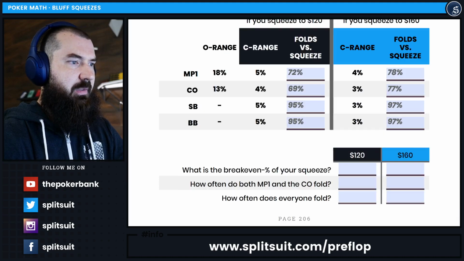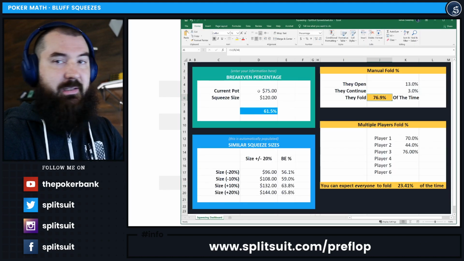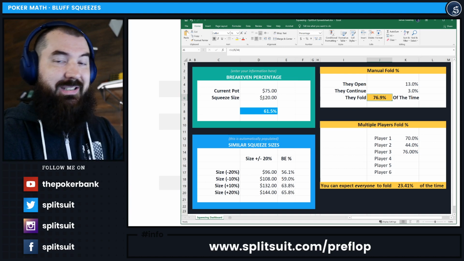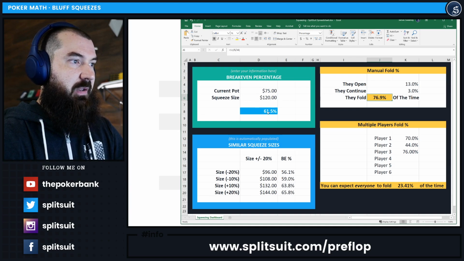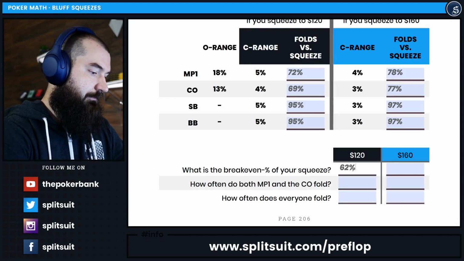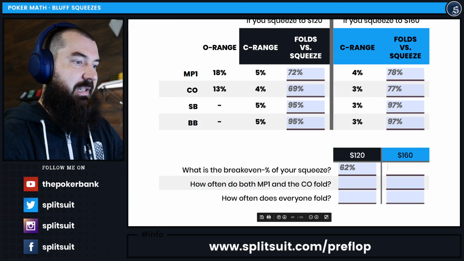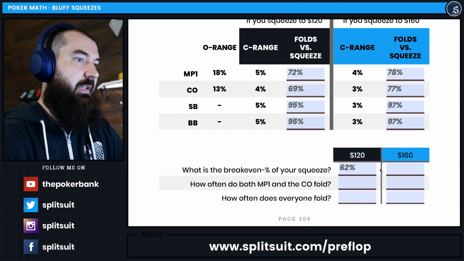So starting with, what is the break-even percentage of your squeeze, again for the 120 size and also the 160 size. If we look over here, the current pot is $75, and it doesn't matter if we're talking about the 120 squeeze or the 160 squeeze. Both of them are going to have the exact same pot that we're fighting for. It's what's in the middle before we squeeze. Let's do it first at the squeeze size of 120. Notice that is a 62% break-even percentage. Excellent. And then if we went to 160 instead, now we're up to a 68% break-even percentage.